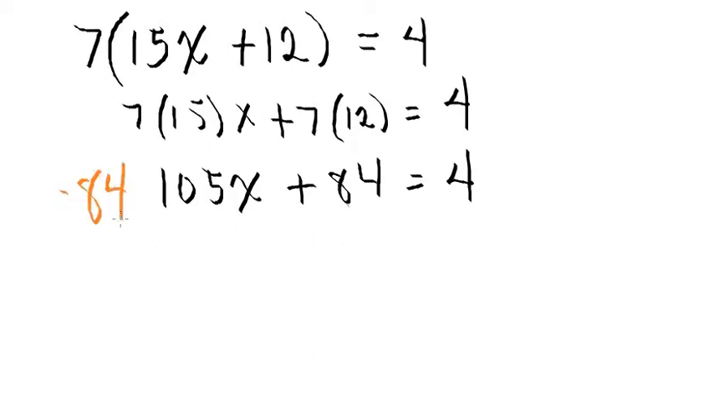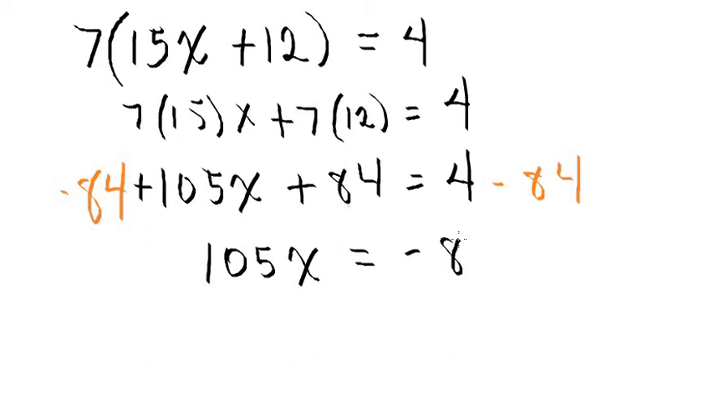Now, later on in this story, I'm not going to do this. I'm going to do a shortcut way, we'll get to that here in a minute. So we have negative 84 plus 84, so that's going to be 0. That was the whole idea on that. So we're going to be left with 105x is equal to 4 minus 84, which is negative 80.